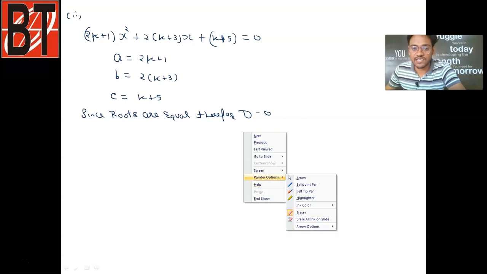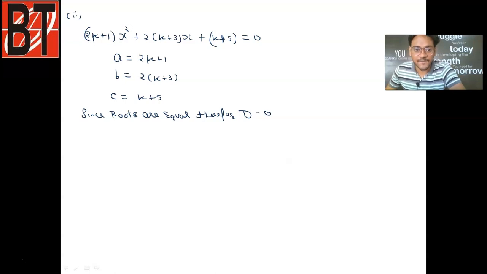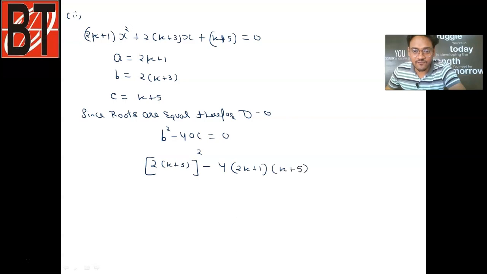Okay, now we just need to put the discriminant to 0. We know, students, d is nothing but b square minus 4ac. Okay, so let's just put b square minus 4ac to 0. Okay, so b is 2 times (k plus 3) and we have to take whole square, so just write whole square, minus 4a, the value of a is 2k plus 1 and the value of c is k plus 5, and it's equal to 0. Okay, now students, we have to just simplify this.